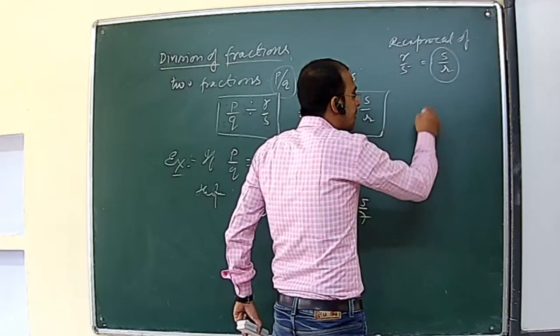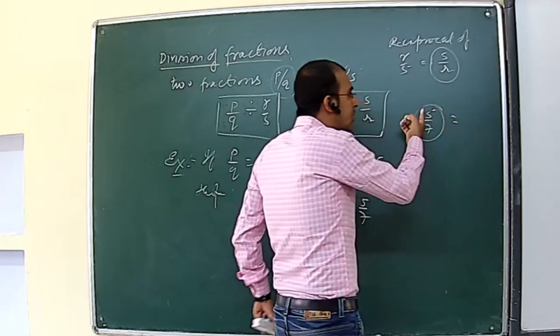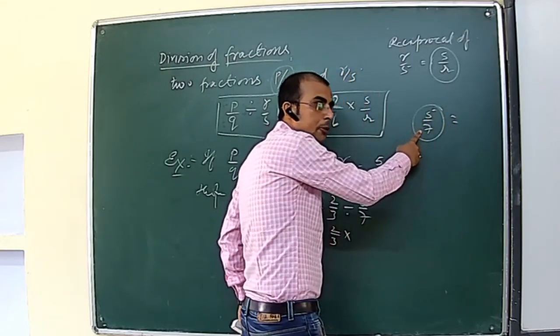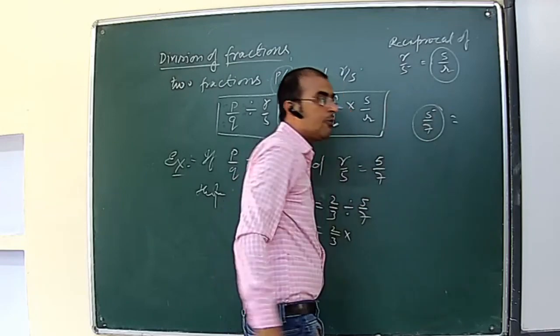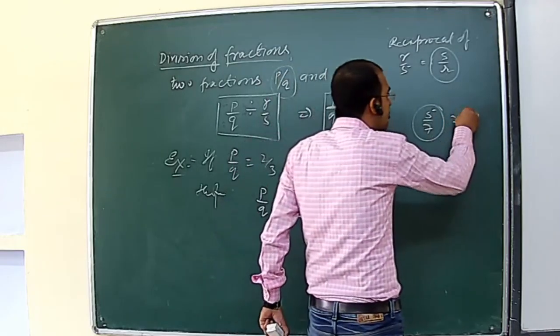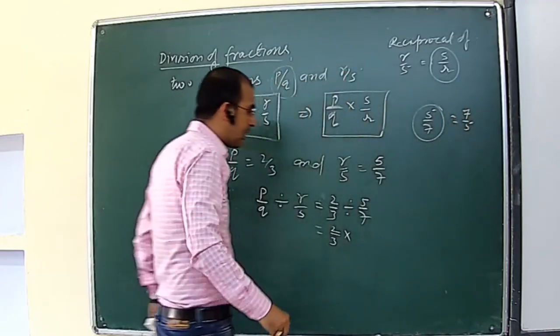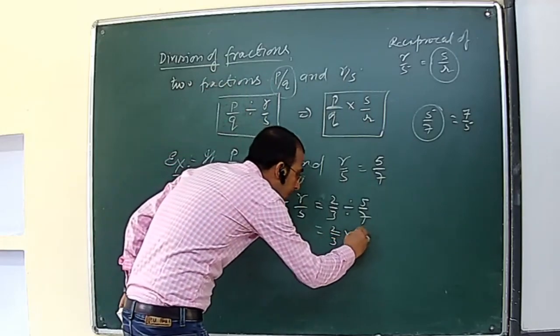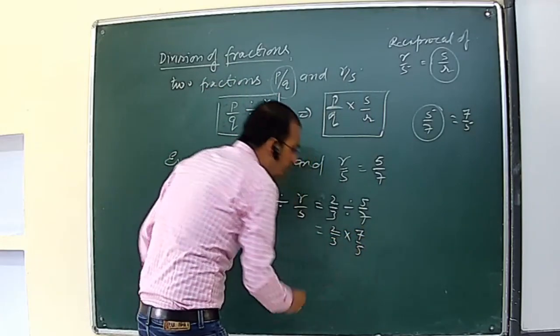The reciprocal of 5 by 7 will equal what? The numerator is written in the form of the denominator, and the denominator in the form of the numerator. So its value is 7 by 5. So we can write 7 by 5. And now we can simplify.